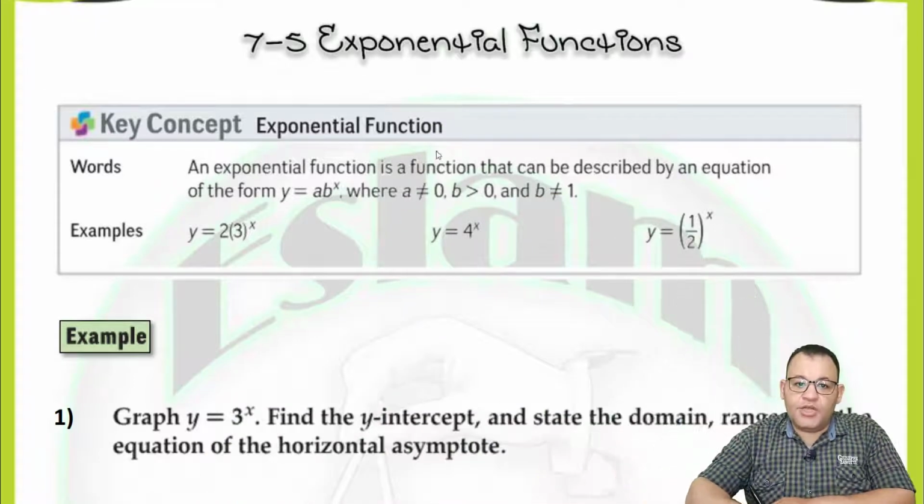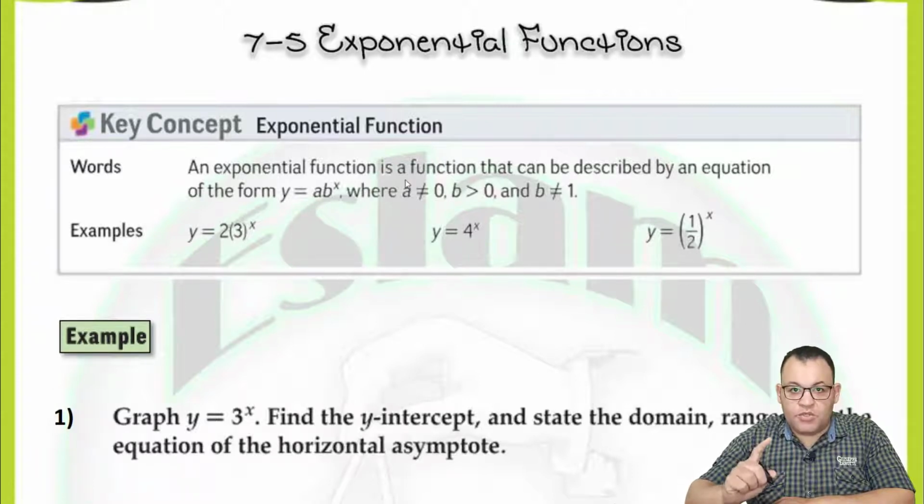To start with, the exponential function can be described by an equation represented by y equals a times b to the power x, where a is not equal to 0, and b must be a positive number. So we can say that y equals 2 multiplied by 3 to the power x represents an exponential equation. Or y equals 4 to the power x. Or y equals 1 over 2 to the power x. The main point is that a is not equal to 0 and b must be a positive number.